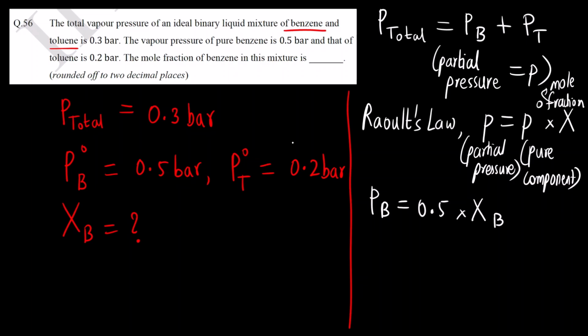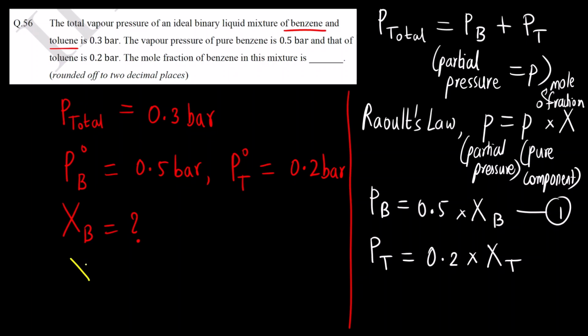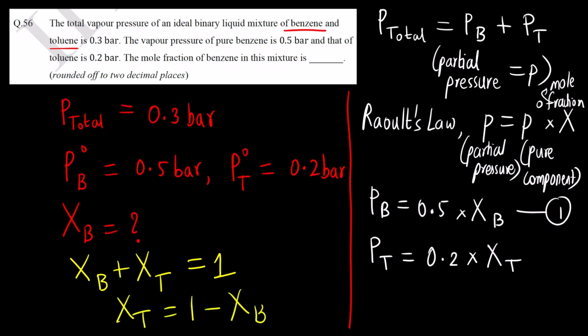Now what we have to find out is the mole fraction of benzene, so we'll leave this equation as it is. Next, the partial pressure of toluene will be the pure vapor pressure of toluene, 0.2 bar, multiplied by the mole fraction of toluene. Now we don't have the value of the mole fraction of toluene, so we will substitute. We know the sum of the mole fractions of all components is equal to 1. So the mole fraction of toluene will be 1 minus the mole fraction of benzene.